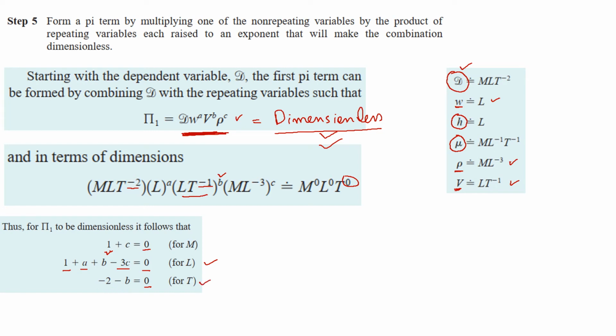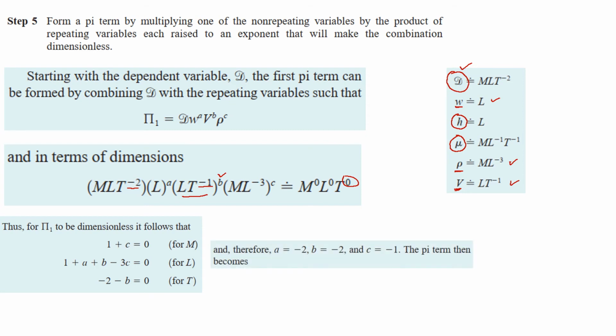Now I am going to write the values of a, b, c, and put them in this pi term to correctly write my pi 1 term. By doing this I will have my first pi term. These are my values: a is minus 2, b is also minus 2, and c is minus 1. So the pi term then becomes like this, by putting in the powers a, b, c.